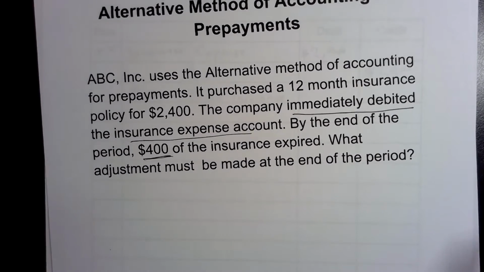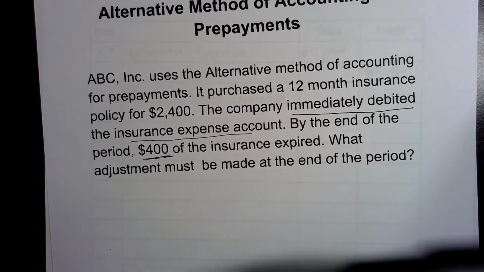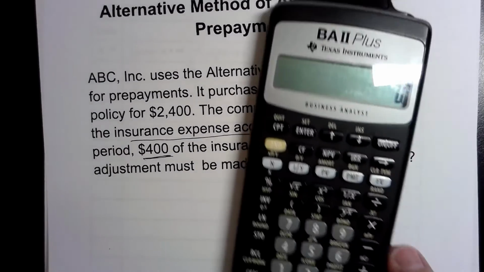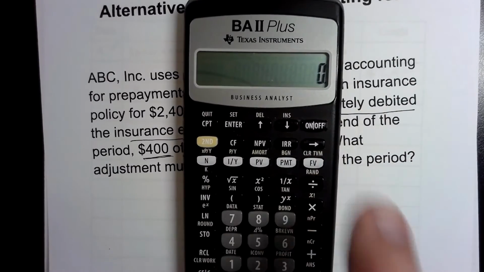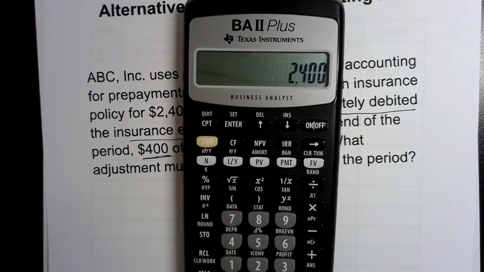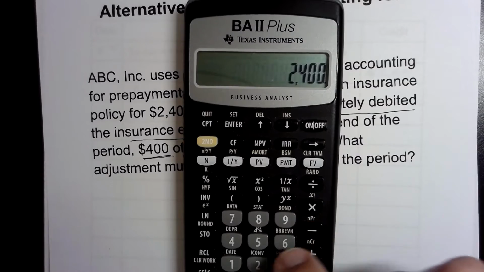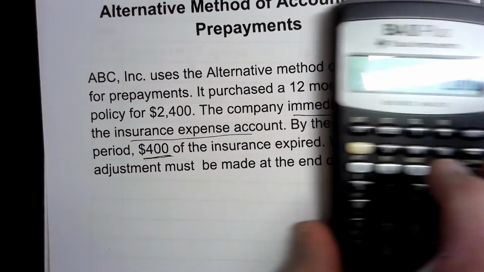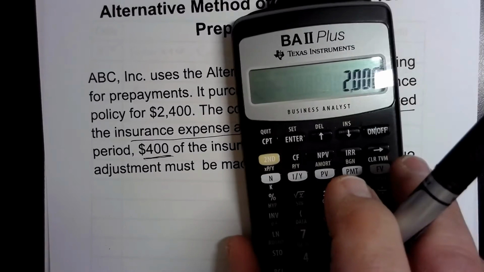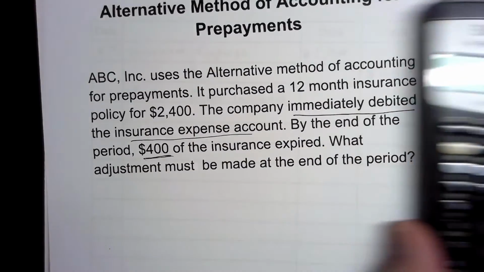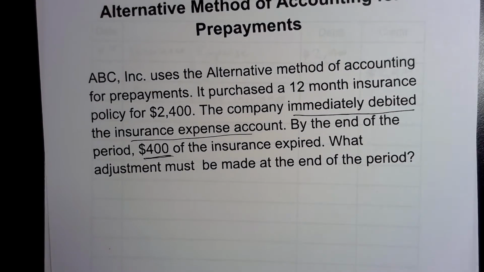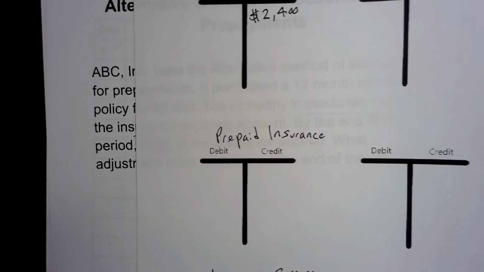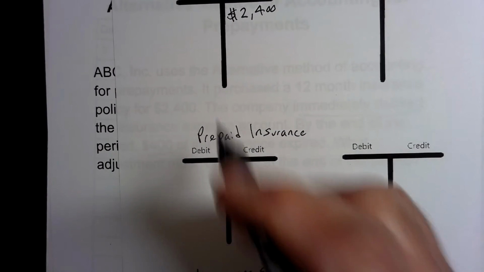That means if we started out with 2,400, let me go ahead and put it into my BA2 calculator here. If we start out with $2,400 worth of insurance and there's $400 used up, if I subtract out the 400, that means $2,000 is left. So that means that we have prepaid insurance of $2,000.